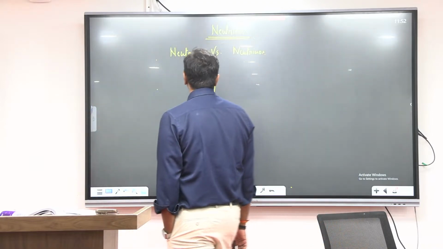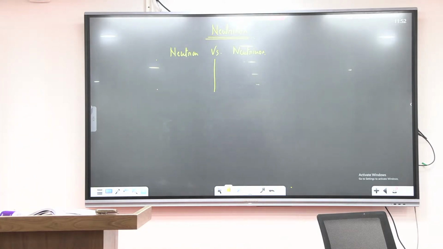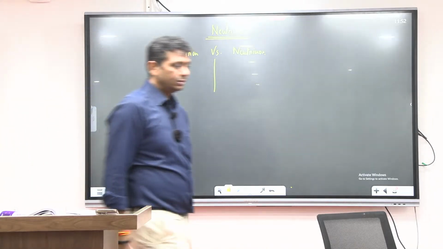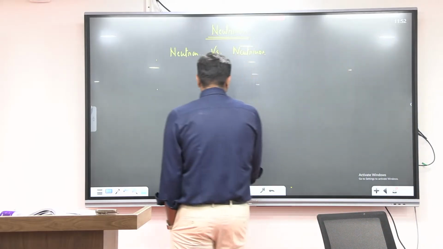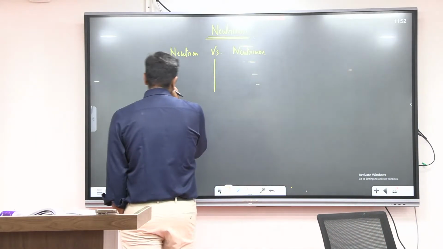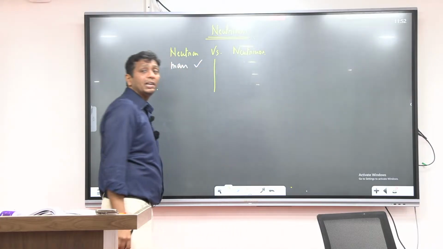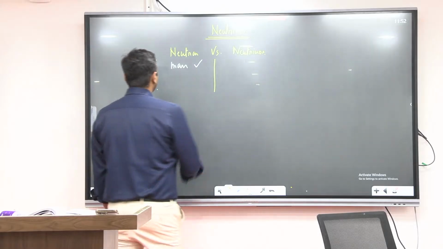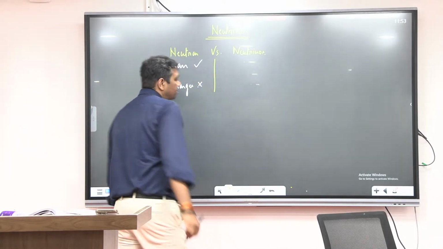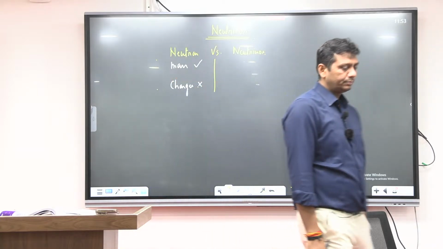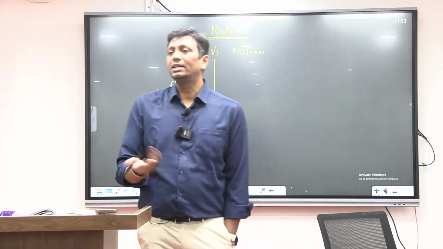One side neutron, second side neutrinos. Neutron versus neutrinos. How to describe the neutron and neutrinos? See, guys, neutrons have mass, but they have no charge. Charges means plus, minus type.